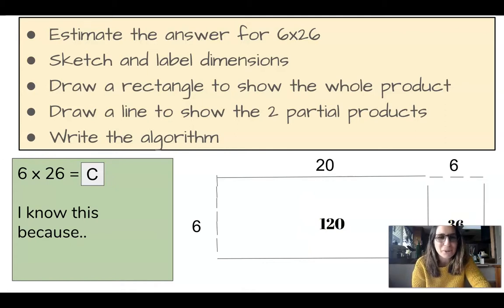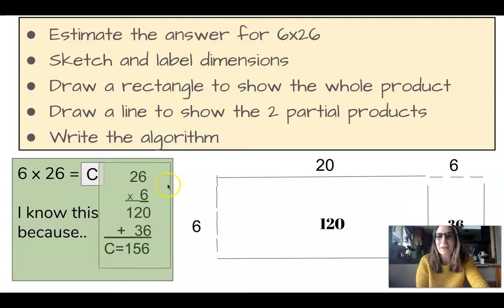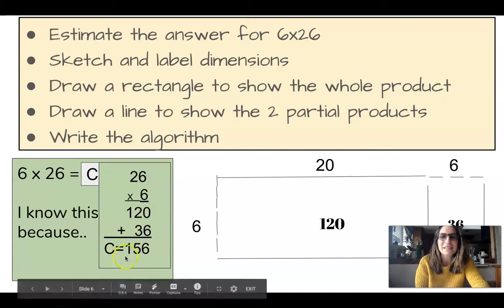How'd you do on that one on your own paper? Let's check it with the algorithm. We know that 26 times 6, we're looking at 120, plus 36 is equal to 156 chairs.